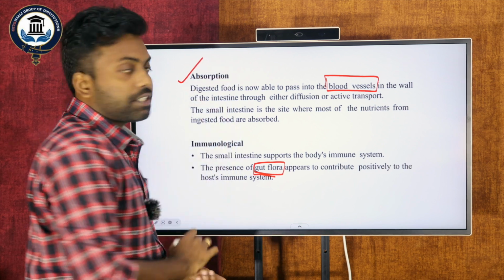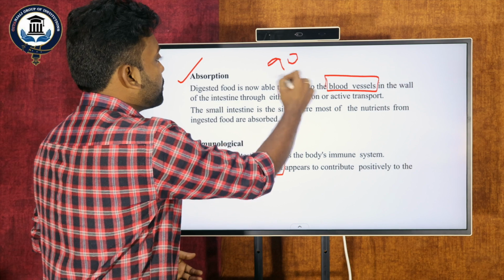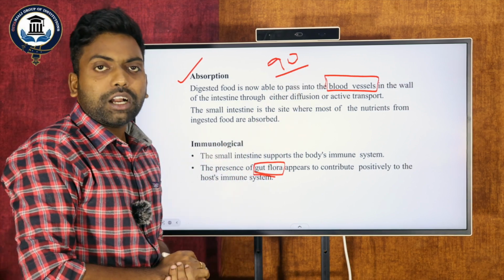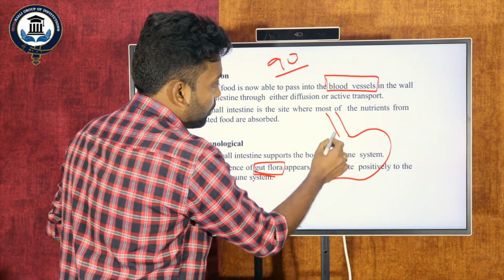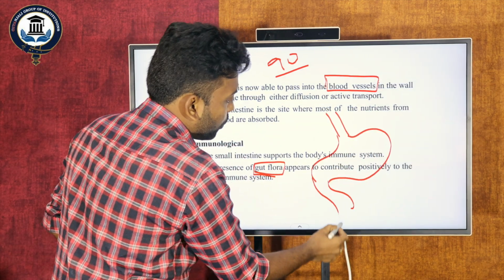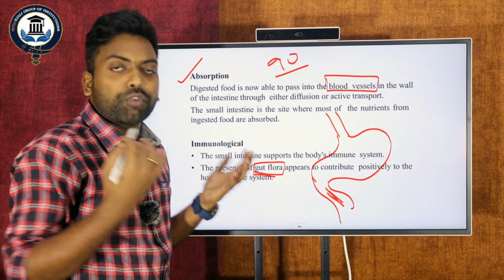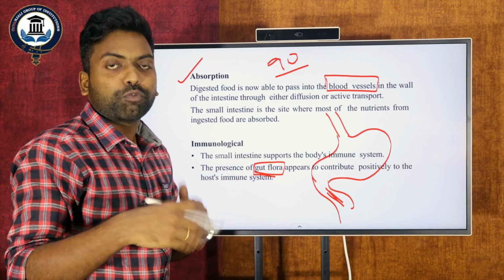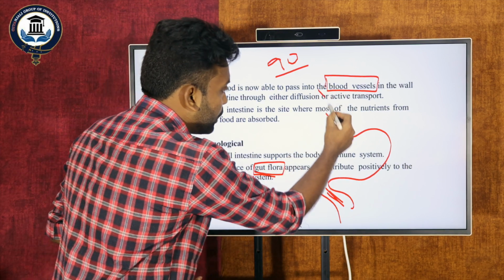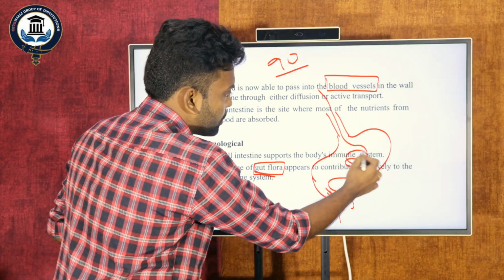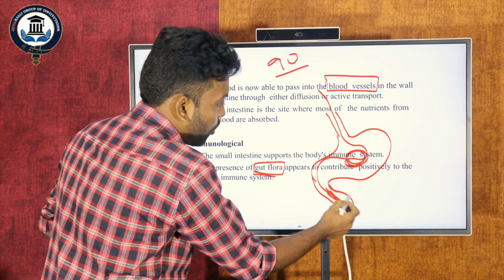And the next function, as I told you in the introduction, is absorption. About 90% of absorption takes place here. What exactly is the meaning of absorption? After chemical digestion in the small intestine, how are we actually getting energy? That is the question. We get energy once we have food. Once we have food, it enters the stomach, digestion takes place, and then it enters the small intestine.